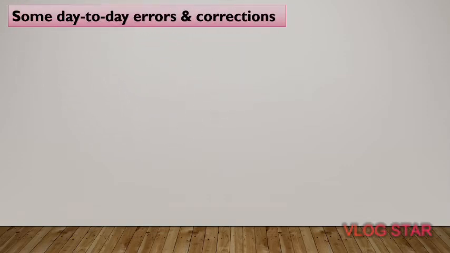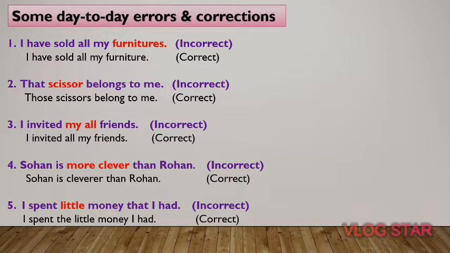Now let's take some examples and try to understand which one is incorrect and which one is correct. Number 1, I have given here the sentence, I have sold all my furnitures. Now look at the word furnitures. That particular word is incorrect. The kind of mistake we have here is the wrong application of the number of the noun. So the wrong noun number has been used here. The correct sentence will be I have sold all my furniture. That is the correct one.